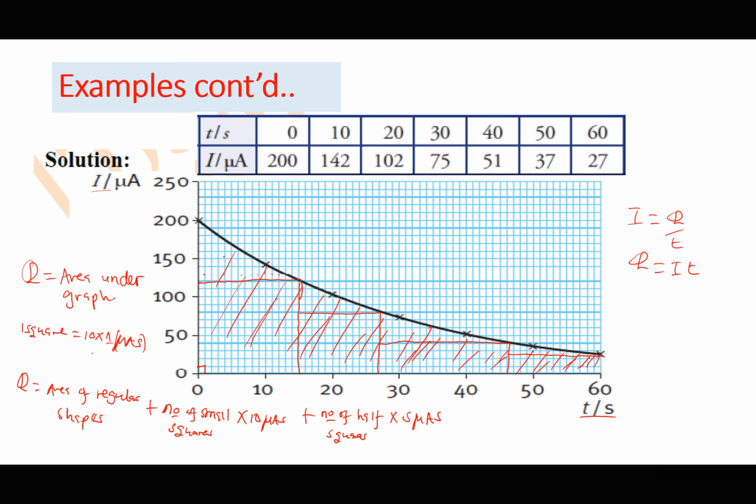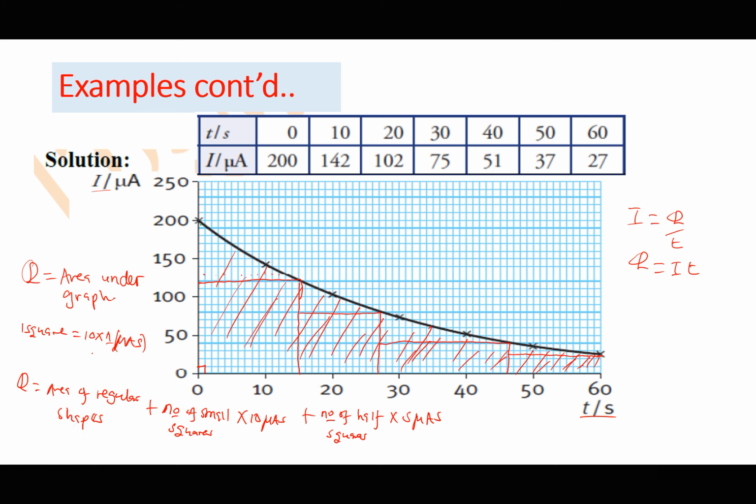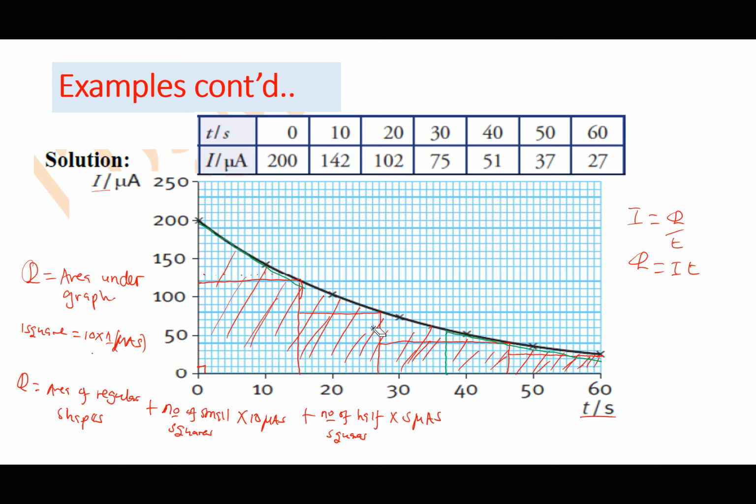By the way, you could also find just triangles. You could draw triangles in here. You could draw a triangular shape, and find its area. Then you can draw another triangular shape here, or a trapezium, whatever shape you want, and find the area. What we are trying to look for is the area under this graph. So whatever method you use to find the area under the graph will give you an approximate value.